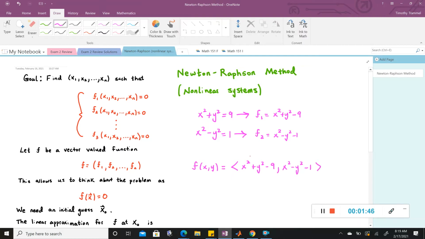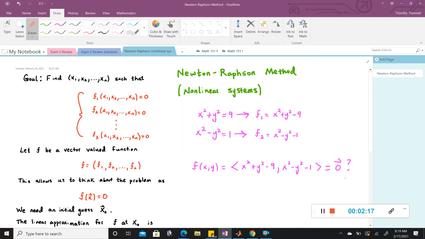Our goal is to find an x, y that satisfies these two original equations. If we find a pair x, y that satisfies both of those equations, then what we've found is something that makes this 0. We want to know for what x, y does this equal 0. And that's what this third thing down here is saying.